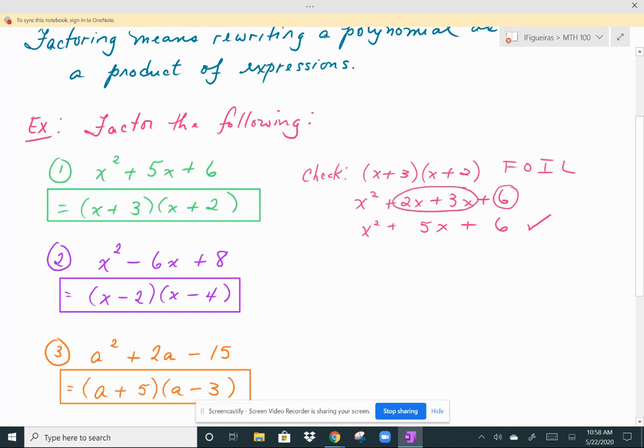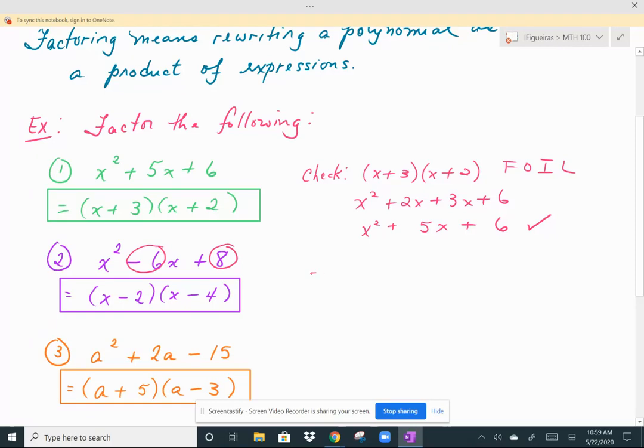All right, so let's do another example. Here I have x squared minus 6x plus 8. So I need a product of 8 and a sum of negative 6. So the only way to get a positive product and a negative sum is if they're both negatives. Both numbers are negative.